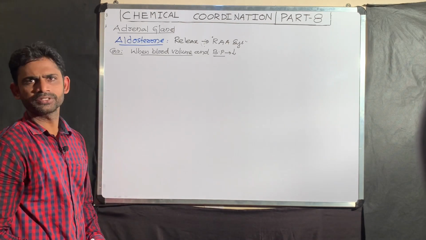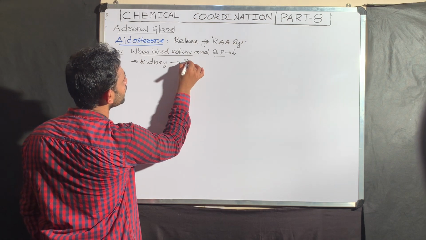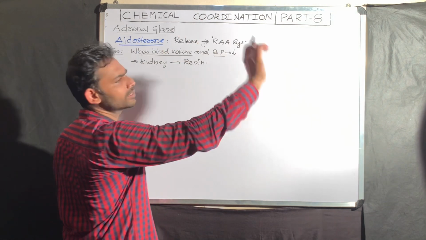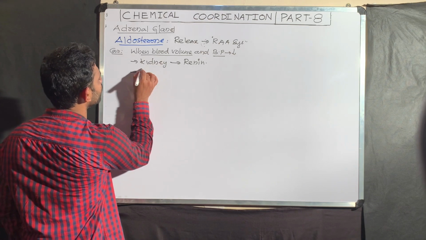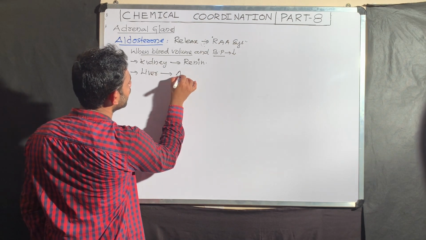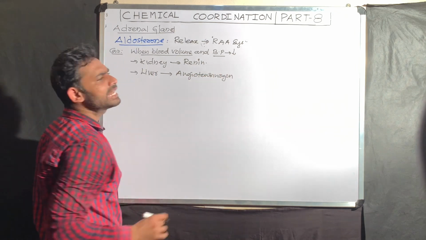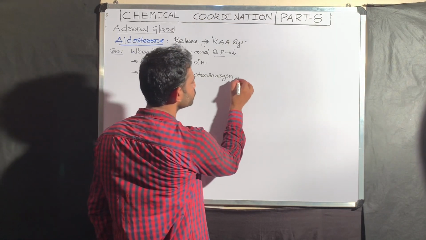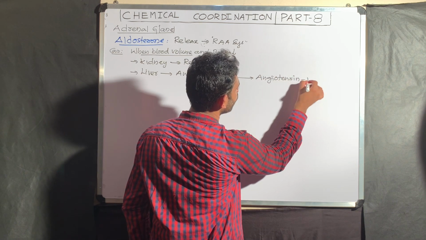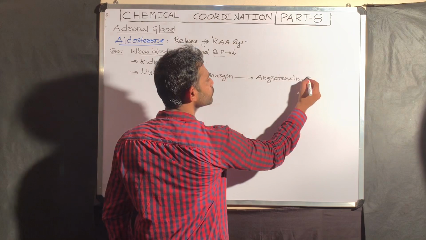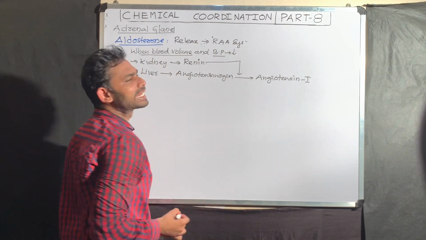When this situation comes, the kidney releases renin, R-E-N-I-N, renin. Next, the liver releases angiotensinogen. That's the inactive form. This angiotensinogen is converted into angiotensin 1. This conversion, angiotensinogen into A1, angiotensin 1, is done by the renin.